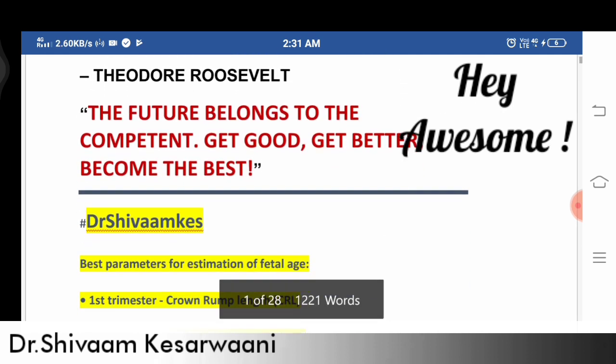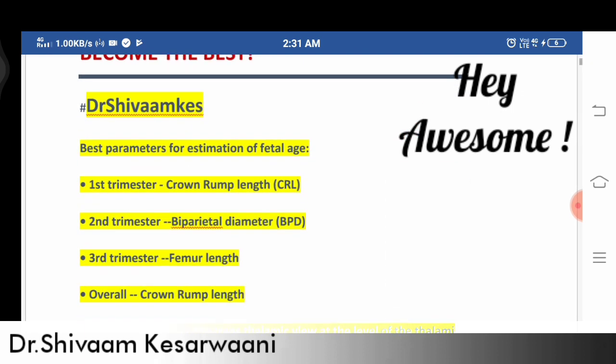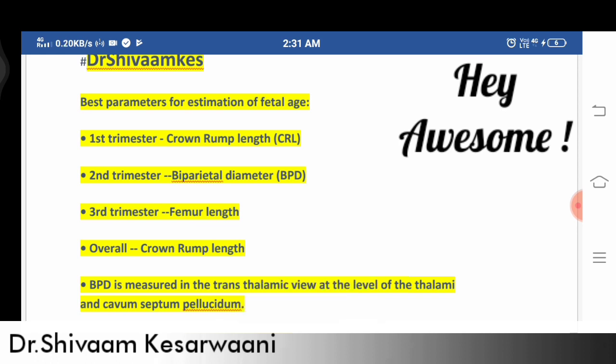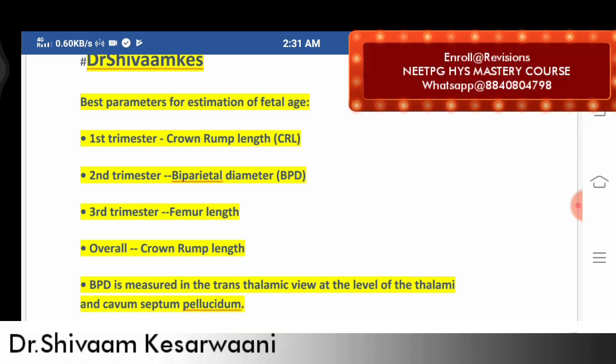So today I'm going to talk about a very important topic in obs and gynae, because in recent time they have started asking some calculation in obs gynae. Isn't it very strange, calculation in obs and gynae? But yes, they are asking, and along with that, something very important from this is the estimation of fetal age. So this is a very hot and very high yielding topic for you. I will take three minutes to just revise you along with the questions asked.